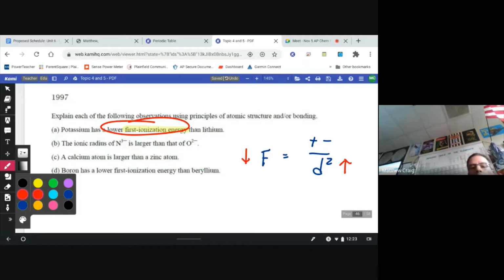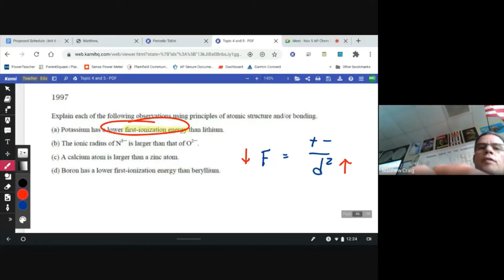Honest to God, it's because potassium's radius, or first electron, is farther away from the nucleus than lithium's, so the force of attraction is much lower. Easy points. Because potassium has such a larger radius, or the first electron is farther away than lithium's first electron, it has a lower ionization energy. Do we have to say why it has a larger radius, like since it has more core electrons?